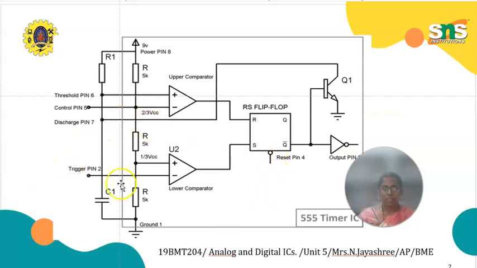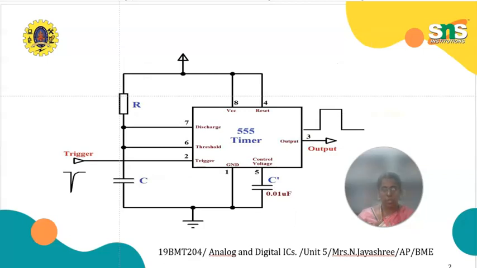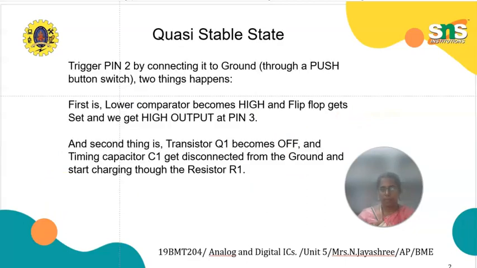And here the same block diagram is applicable to this monostable multivibrator also, but here we are giving the input as an inverted spike waveform, right? But we get the output as a square waveform. That is the main objective of this monostable multivibrator. It is also known as the quasi-stable state.